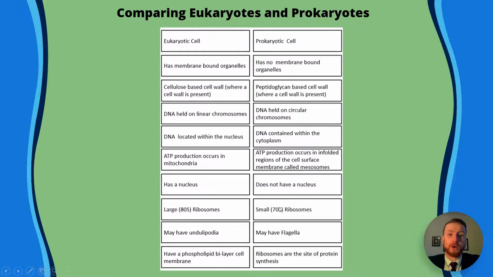They do not have a nucleus. They have small 70S ribosomes, which again are the site of protein synthesis. They may have flagella, and they have ribosomes, which are the site of protein synthesis. Now, I should have mentioned they also have a phospholipid bilayer too.